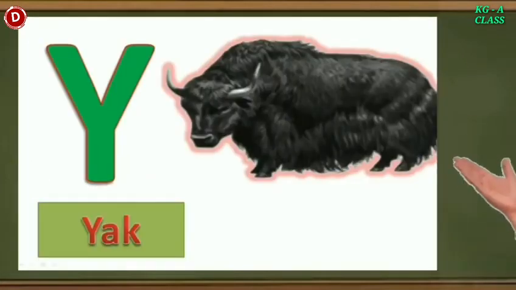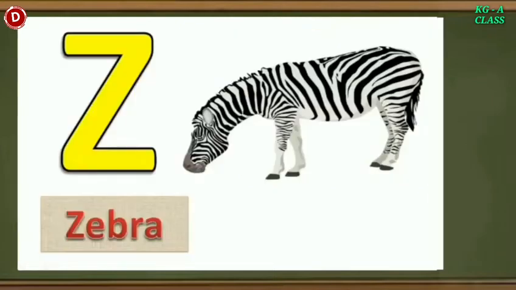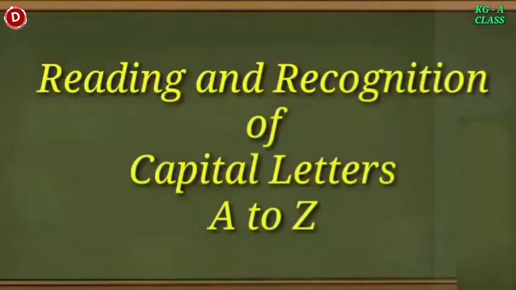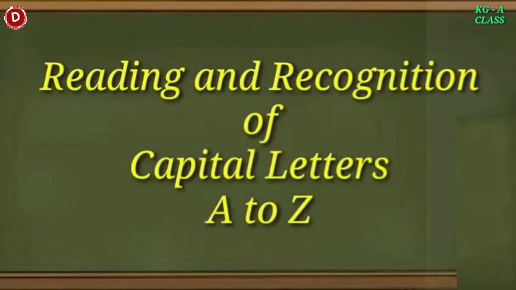Children, this is capital Y. Y for yak. And now comes the last letter. This is Z. Z for zebra. Children, in this way, you have to learn to read and recognize capital letters A to Z with the help of pictures.